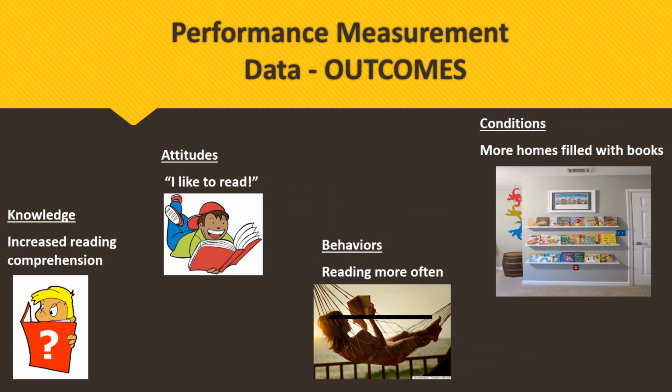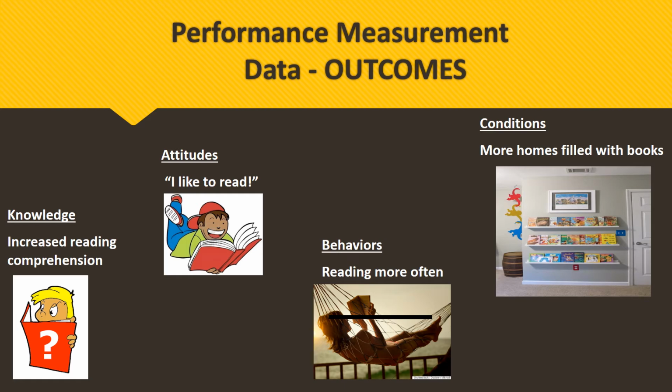Let's look at a few examples of outcome metrics. This slide depicts the performance measurement outcome metrics to measure progress for a service designed to enhance reading and reading comprehension. As you can see, you would collect different data for each of the 4 areas, so you will need different tools. To measure knowledge, a pre-post test measuring the reading comprehension would be good.